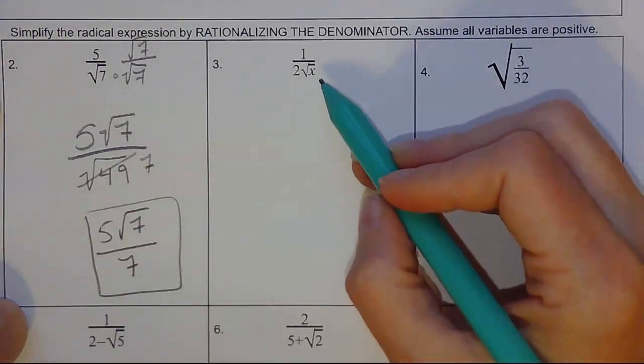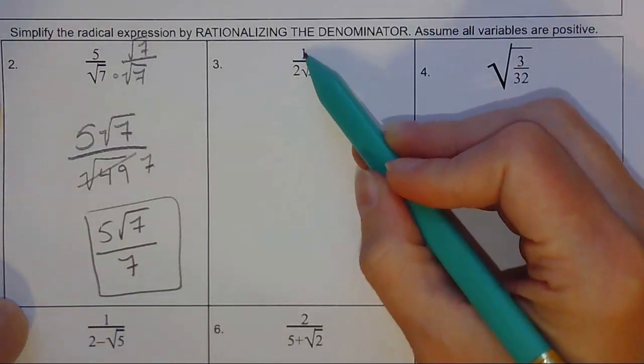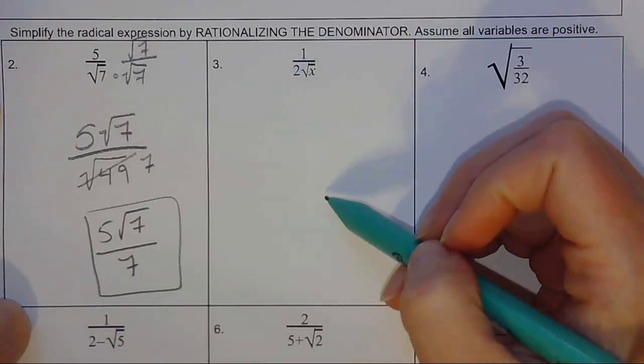Okay, next one. Again, I've got an x on the inside. I can't reduce 1/2 any further, so I'm sort of stuck.